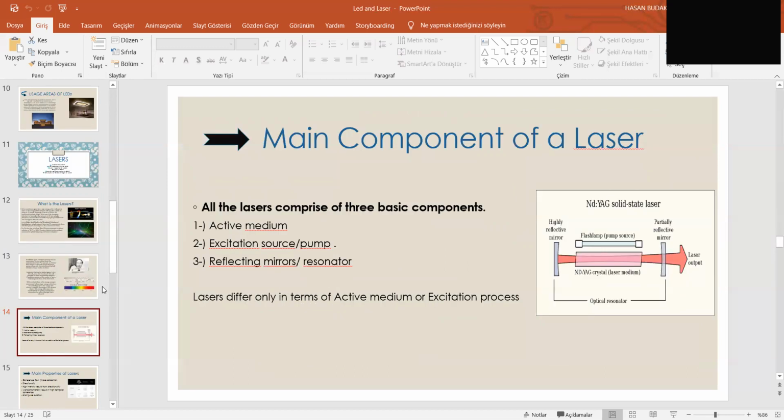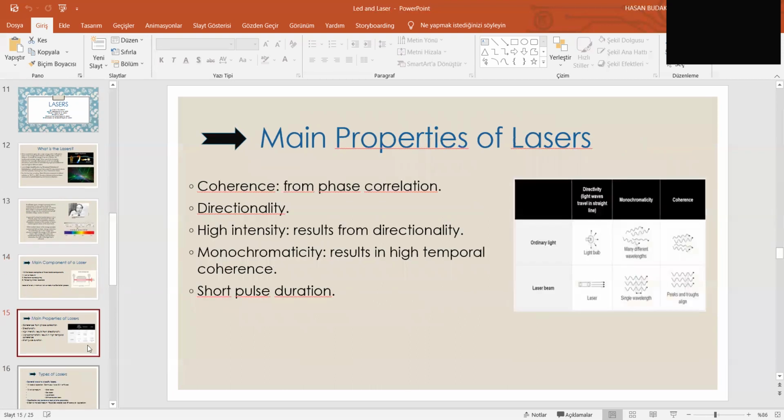Main components of a laser. All lasers comprise three basic components. First, active medium. Second, excitation source or pump. Third, reflection mirrors or resonator. Lasers differ only in terms of active medium or excitation process.